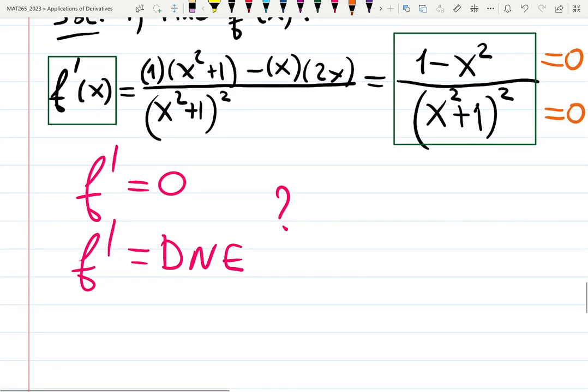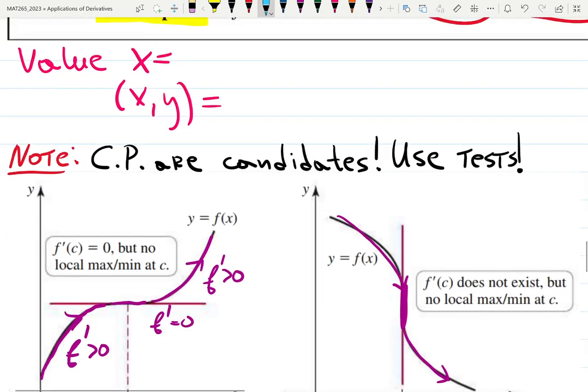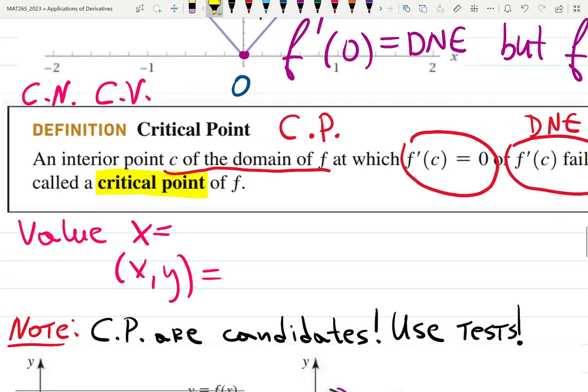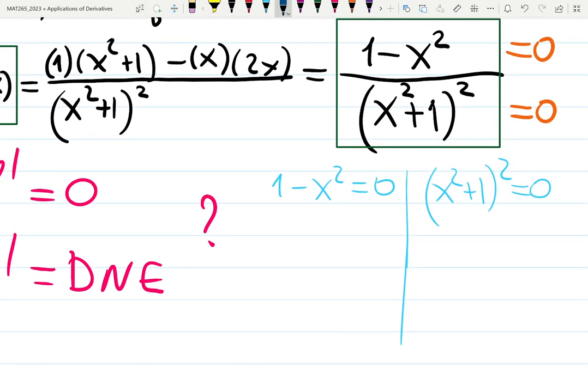And now I have 2 different equations to solve. I will solve 1 minus x squared equals 0, and I will solve x squared plus 1 squared equals 0. These solutions might be critical points, but maybe not. They must be in the domain. That's a definition which is hard to remember, but they must be in the domain. That will be important at some point. Well, the first one is actually not too bad. x squared is 1, x equals 1.